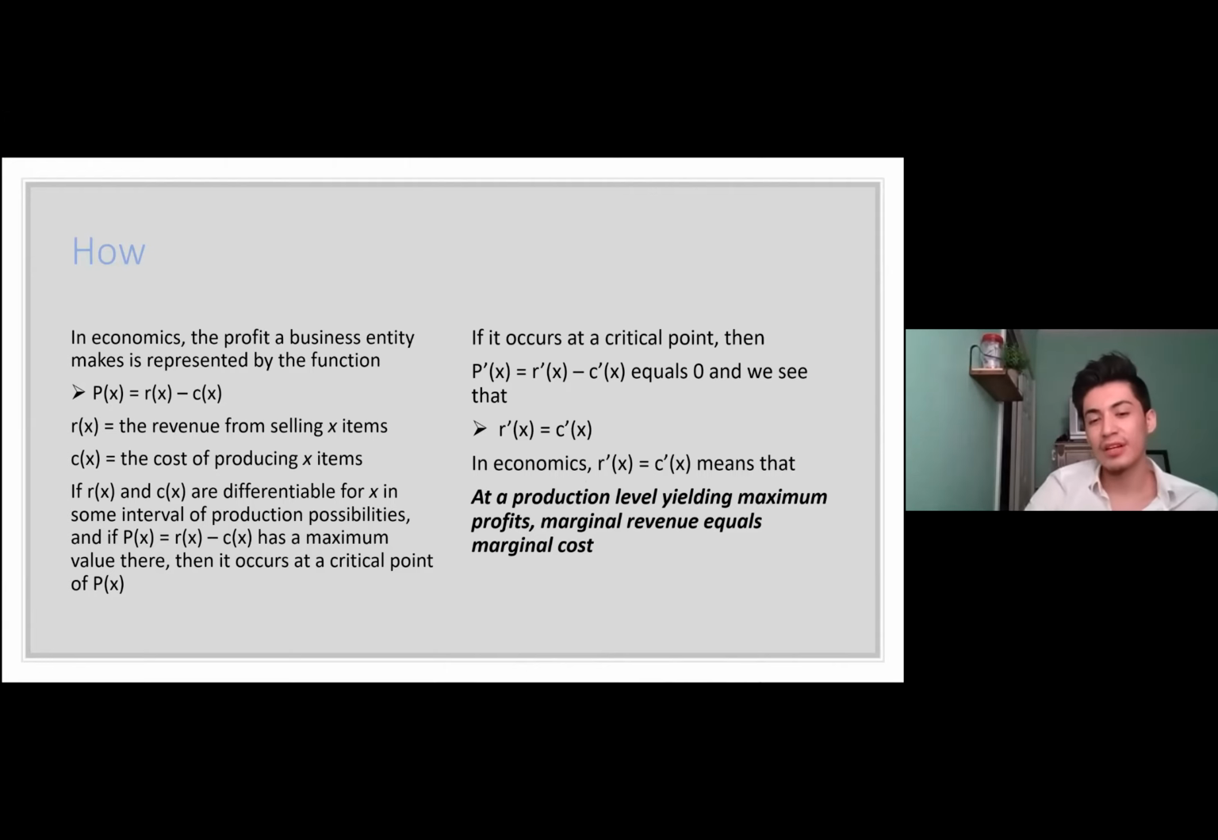In economics, R'(x) is referred to as marginal revenue, which is how much revenue you make for producing one extra unit of a specific item. And C'(x) is referred to as marginal cost, which is the cost to you of producing one extra unit. If R'(x) and C'(x) are equal to each other, that means that at a production level yielding maximum profits, marginal revenue must equal marginal cost.